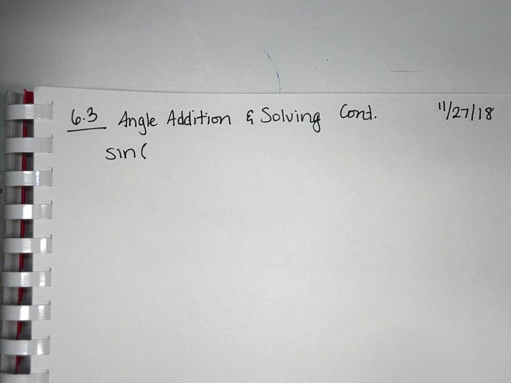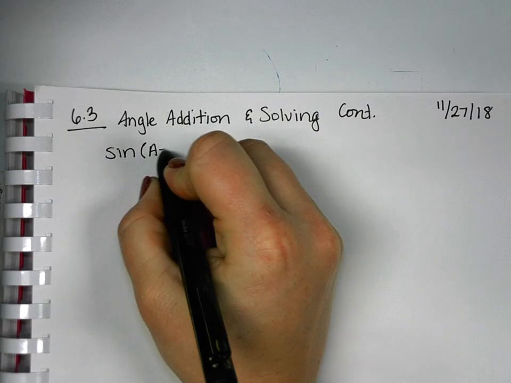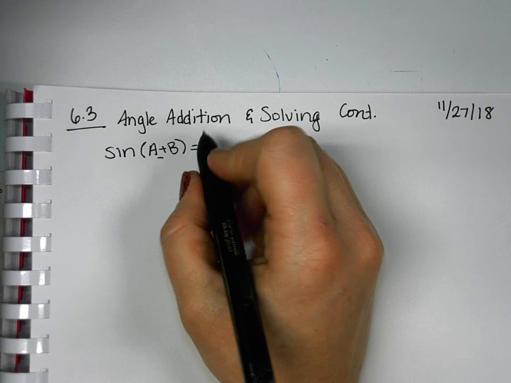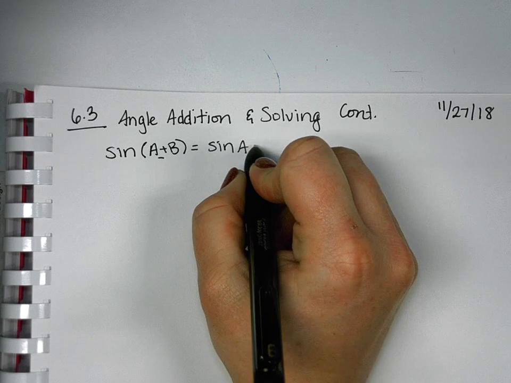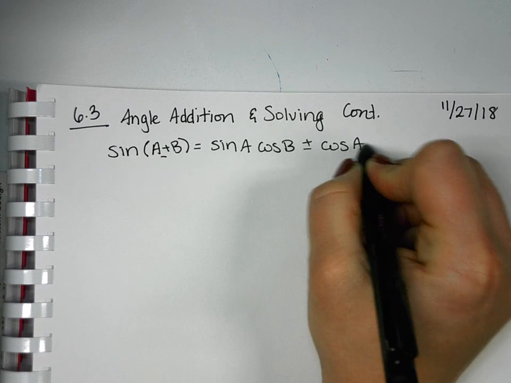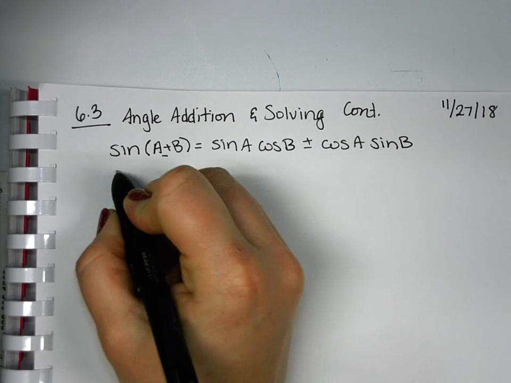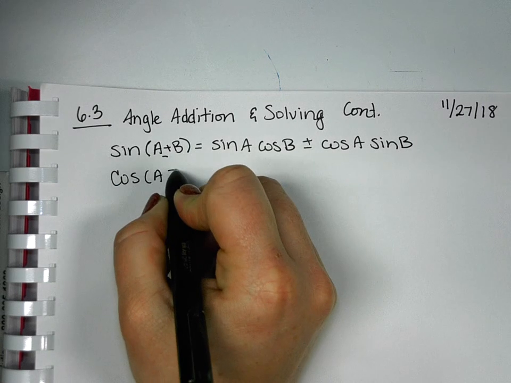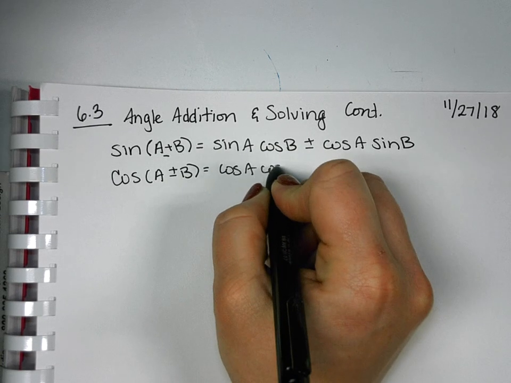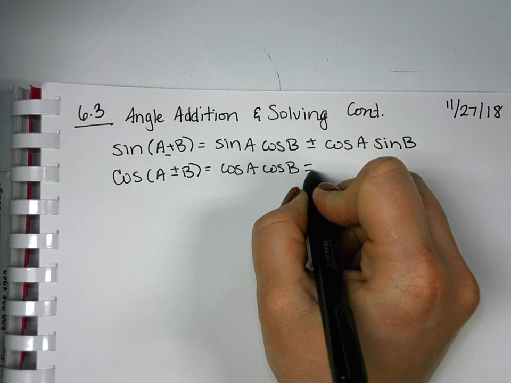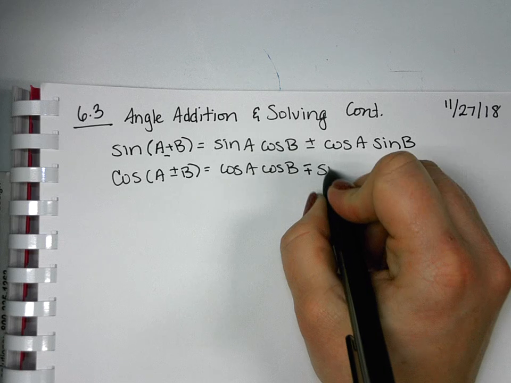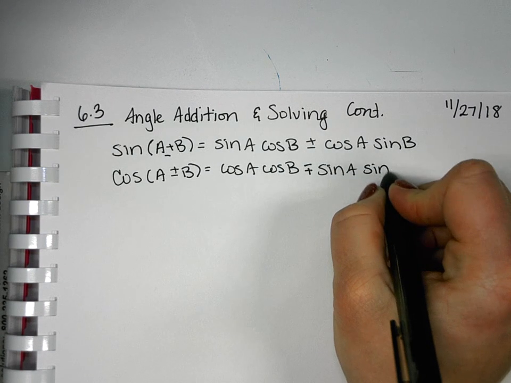our three postulates or rules for sine addition, or angle addition I should say, is sine of A plus or minus B: we would have sine A cosine B plus or minus cosine A times sine of B. Then for cosine, if it was A plus or minus B, it would be cosine A cosine B minus or plus, because when we have addition on a cosine, it's subtraction in the rule, sine A sine B.